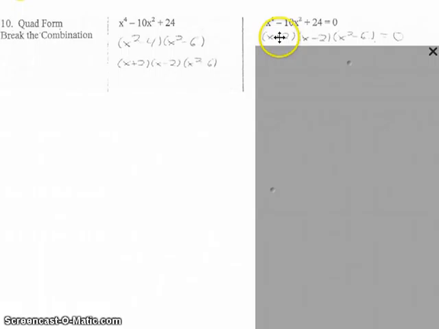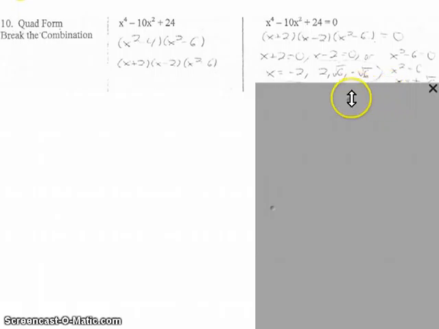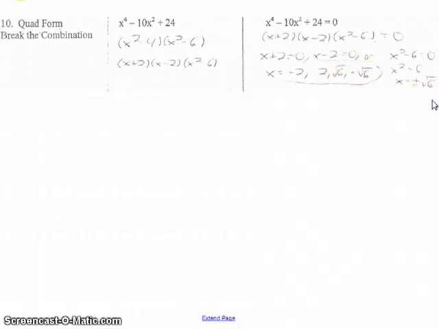Now, when it comes time to solve, you've still got those same three factors here. So x plus 2 could have been 0, x minus 2 could have been 0, or x squared minus 6 could have been 0. On the left two, if x plus 2 or x minus 2 had been 0, then x would have been plus or minus 2. But on the right, if x squared minus 6 had been 0, that would have meant x squared would have been equal to 6, which would have meant x would have been equal to plus or minus the square root of 6. So the answers that you have here are 4. Minus 2 is one of them, positive 2 is another, plus square root of 6, and minus square root of 6. Those are the 4 possible answers for this example.